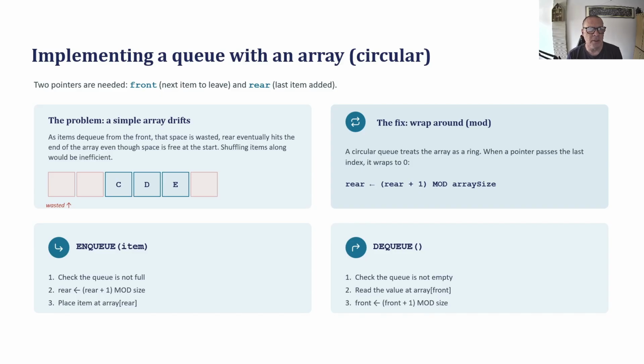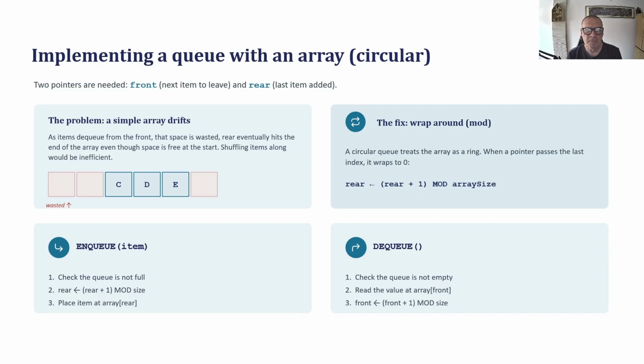Now, a better way of implementing this is with a circular queue. Again, we have a front and a rear of the queue. We're trying to get around this problem of wasting the space and drifting along the array until we get to the end of the array and then run out of space. So what we do in a circular queue is we wrap around. So when we get to the end of the array, then we go back round to the beginning of the array.